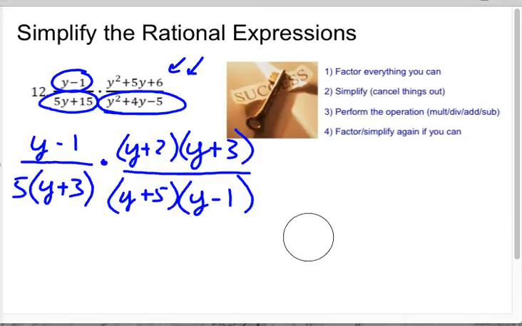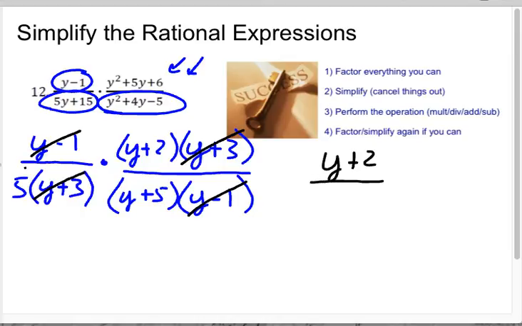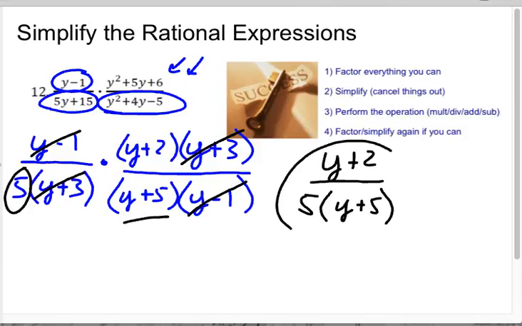Okay. Then, are there any factors that cancel out, numerator to denominator? Well, the y minus 1s will cancel out. Y plus 3s, and that's it. Y plus 2 is the only thing you have left in your numerator. All over. Don't forget your numbers, your single terms. 5 times y plus 5 right here. And there's our answer. Okay, next one.